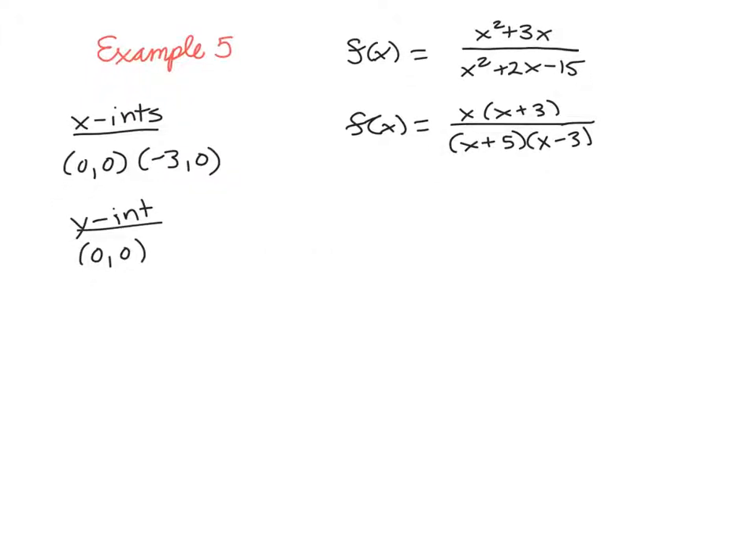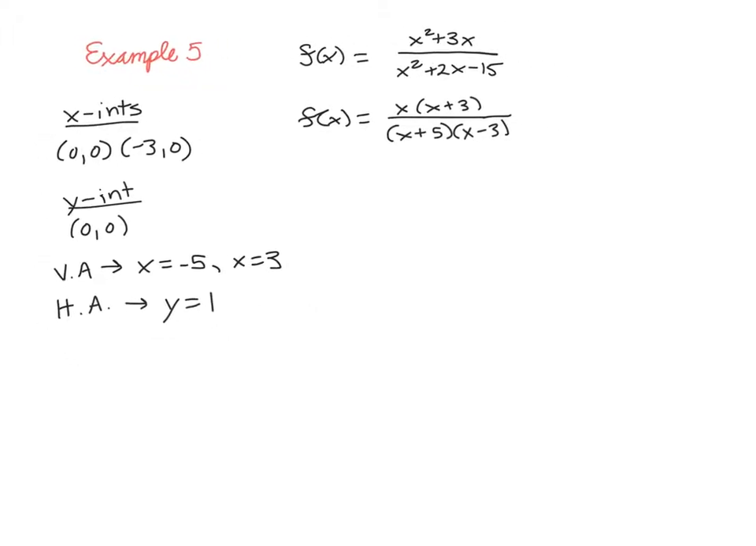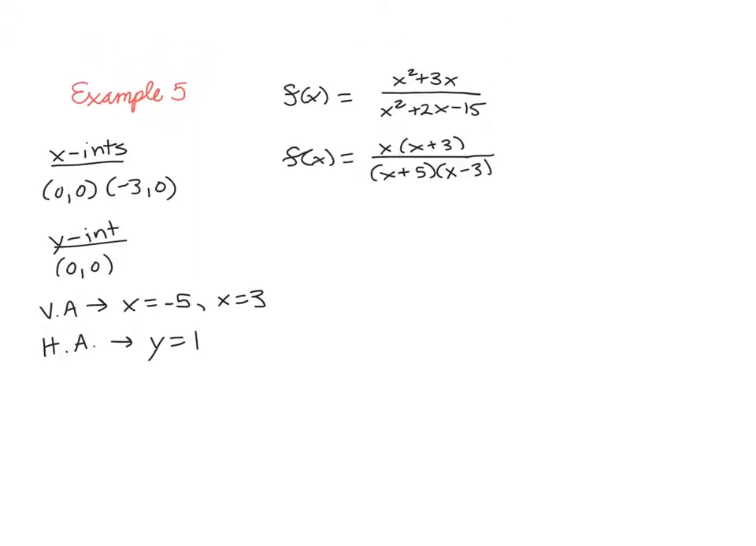I can see that I have two vertical asymptotes and no holes. So I have one at x equals negative 5 and one at x equals 3. For my horizontal asymptote, since the degree of the numerator and the denominator are the same, I use the lead coefficients for my horizontal asymptote. So at y equals 1. So now we have enough information to start sketching our graph.